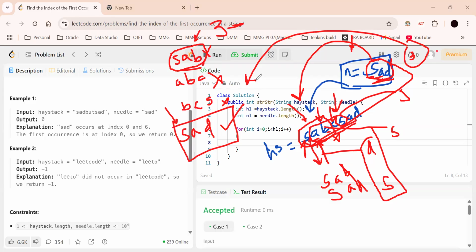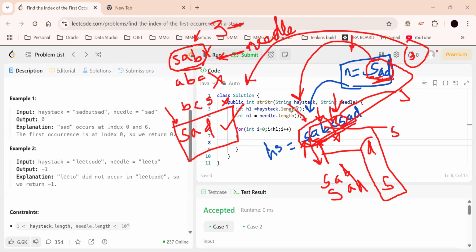After generating, what I'm doing is comparing this substring with the needle. Whatever the needle is, I'm comparing this substring with the needle, guys. That's all. This is what we need to do. If they are matching, we will return. If they're not, we will not.